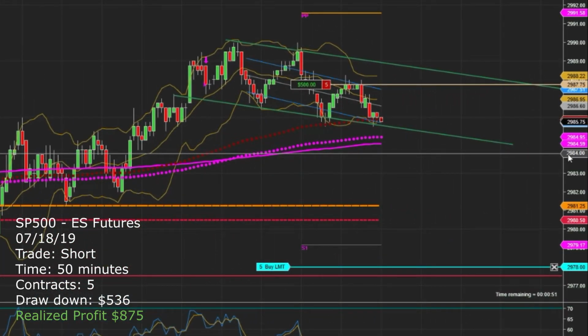All right, some more time has gone by. The trade has moved in our favor, continued to form a top, and is now making its way down. We are in the green. However, we're looking for a break of the 200-day moving average there, the pink solid and dotted line. 5 contracts short.